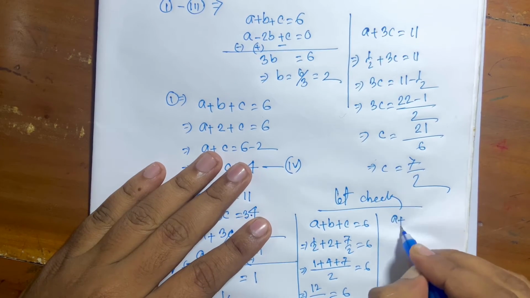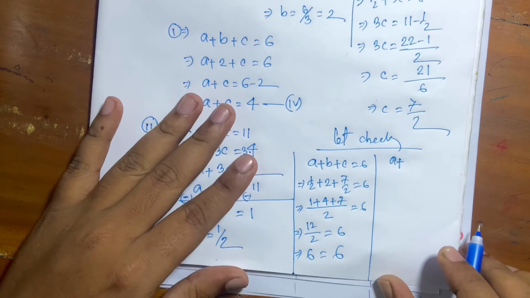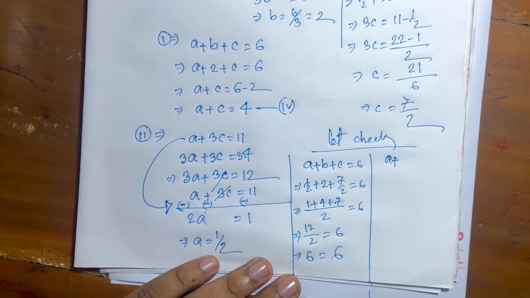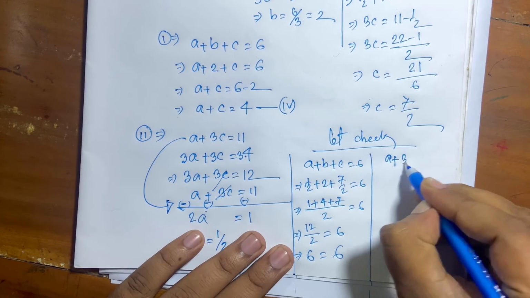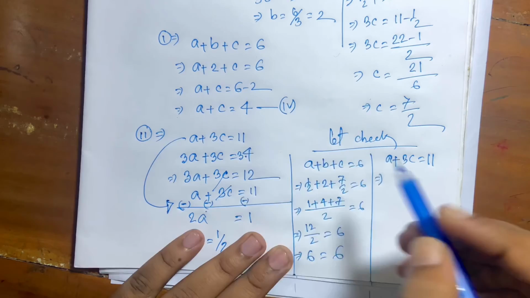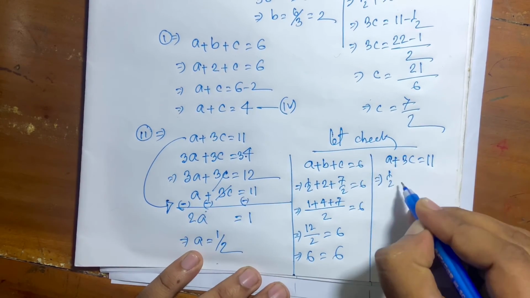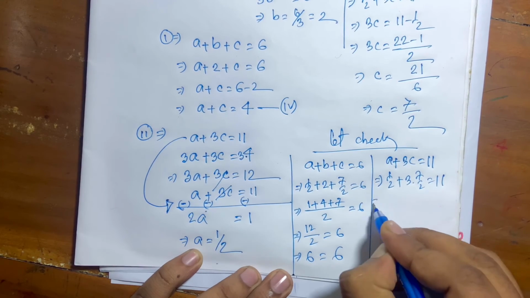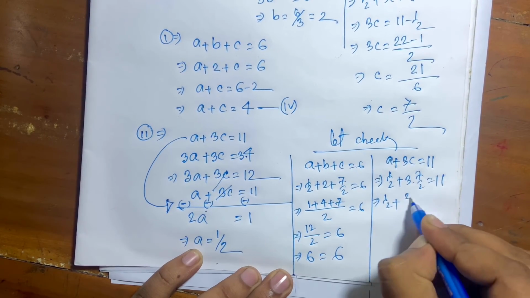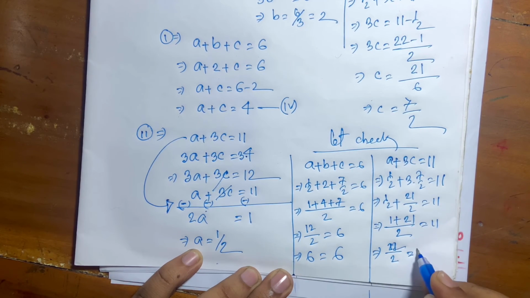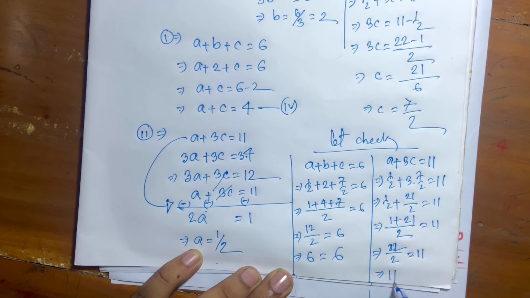A plus 3c equal to 11. Now I can say a equal to half plus 3c, with c equal to 7 by 2, equal to 11. Now half plus 21 by 2 is equal to 11, 22 by 2 equal to 11, and 11 equal to 11.